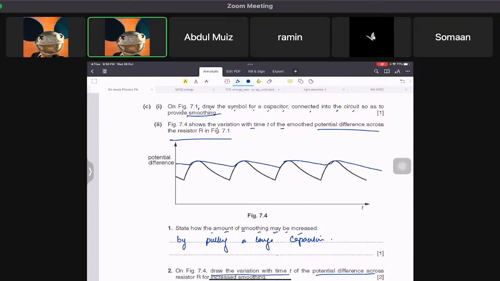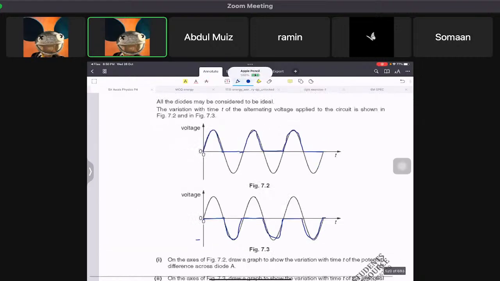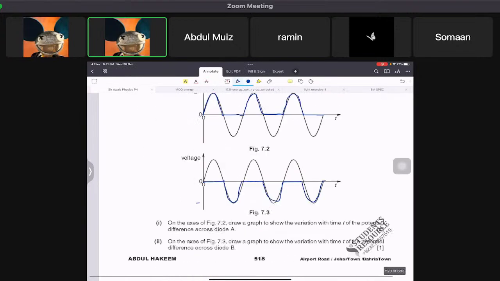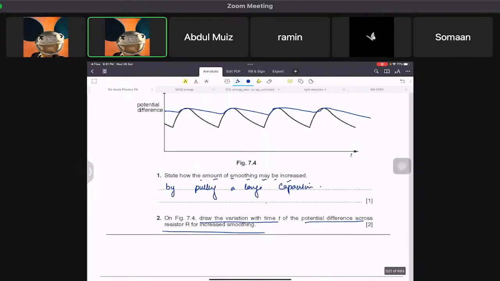Easy. And how many marks free? How many free marks is this? 1, 2, 3, 4, 5, 6, 7 free marks.